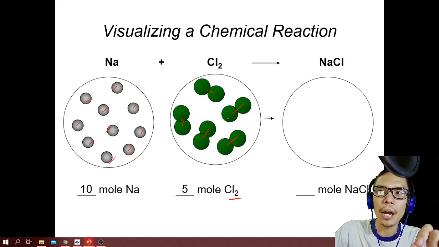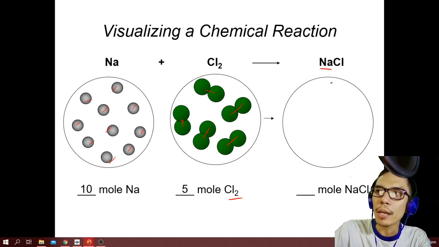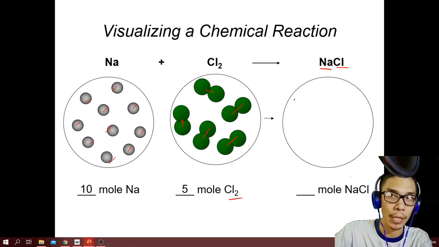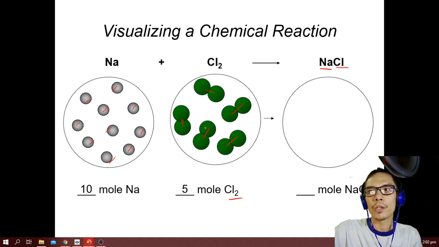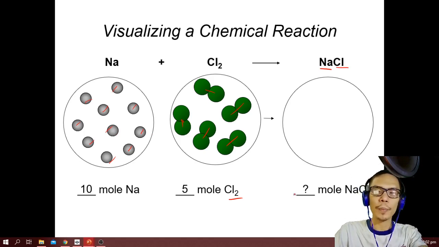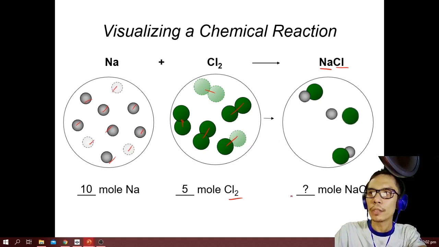Next one, we have NaCl. How many moles of NaCl are we going to form in this one? We need one atom of sodium and one of chlorine to form NaCl. So what do we have here? We have 5 here and we have 10 over here. Basically, how many moles of NaCl can we create? Let's combine.